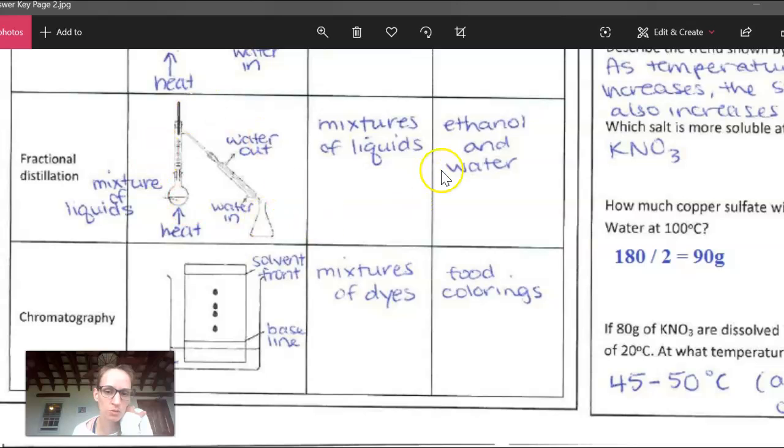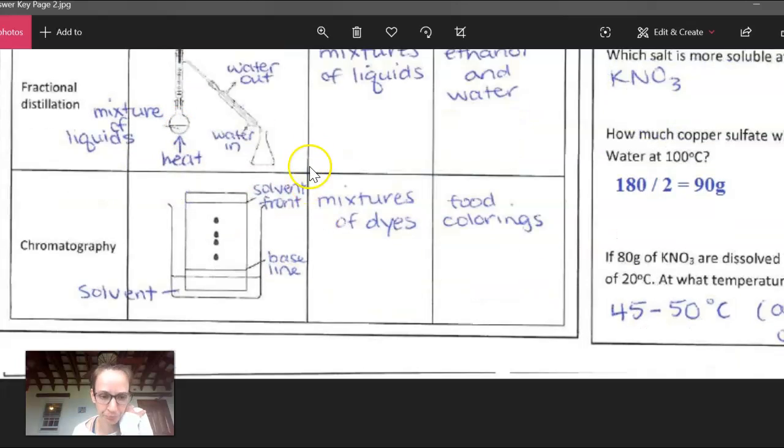This is most commonly used for water and alcohol because alcohol boils at 78 and water at 100. So you want only your alcohol to evaporate, and you want this whole section here to be a bit cooler so that any water that accidentally evaporated will fall back down and you'll collect only ethanol in the flask.